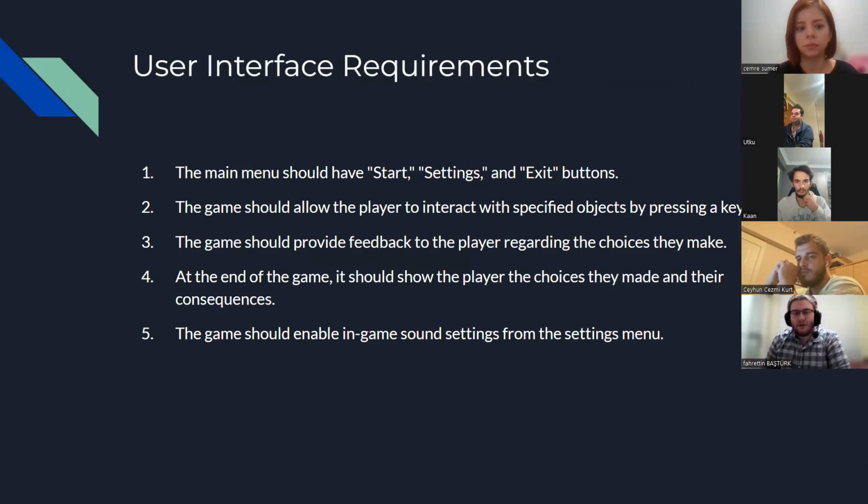The main menu should have start, settings and exit buttons. And when the game starts, the game will be paused when the user presses the exit button on the keyboard, and the game should provide feedback to the player regarding the choice they make. And the game will have one ending, but it will change with the choice made by the player, and the game should enable in-game sound settings from the settings menu. Other page.